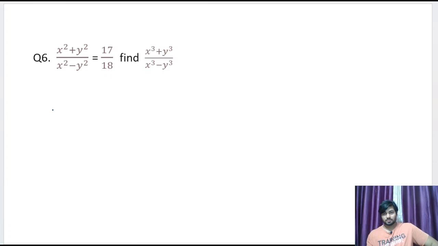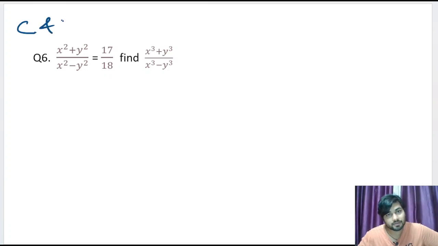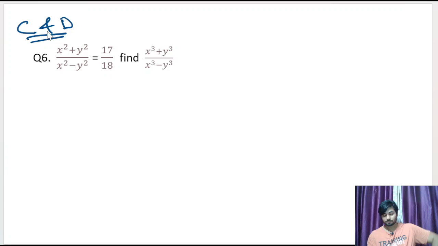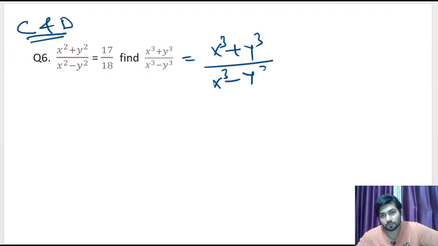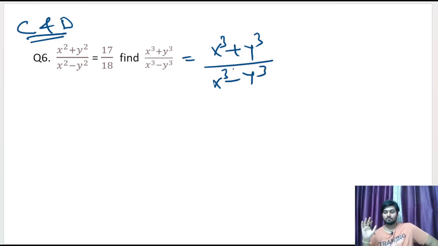See, another question is in front of you, and this is not the same type, this is a different type of question, but it will be done by componendo and dividendo. This is a componendo and dividendo problem. So what should we do? See, I can clearly see here that I have x cube plus y cube upon x cube minus y cube. So what can I do?